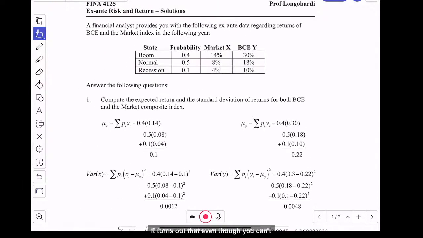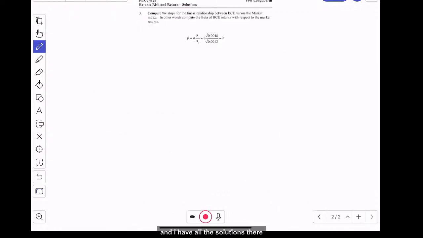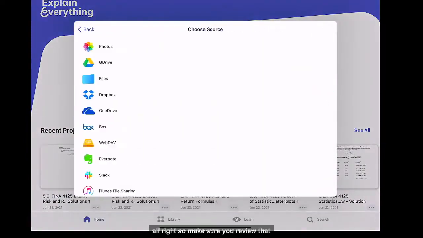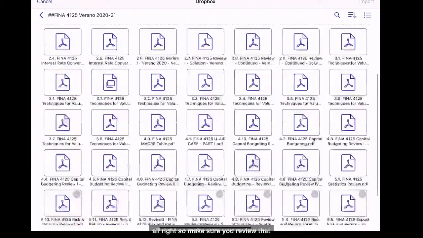It turns out that even though you can't see it directly because it's hard to visualize this with probability, R is equal to 1 here as well, and B is equal to 2. So you go through the process to verify these. And I have all the solutions there. Alright, so make sure you review that.